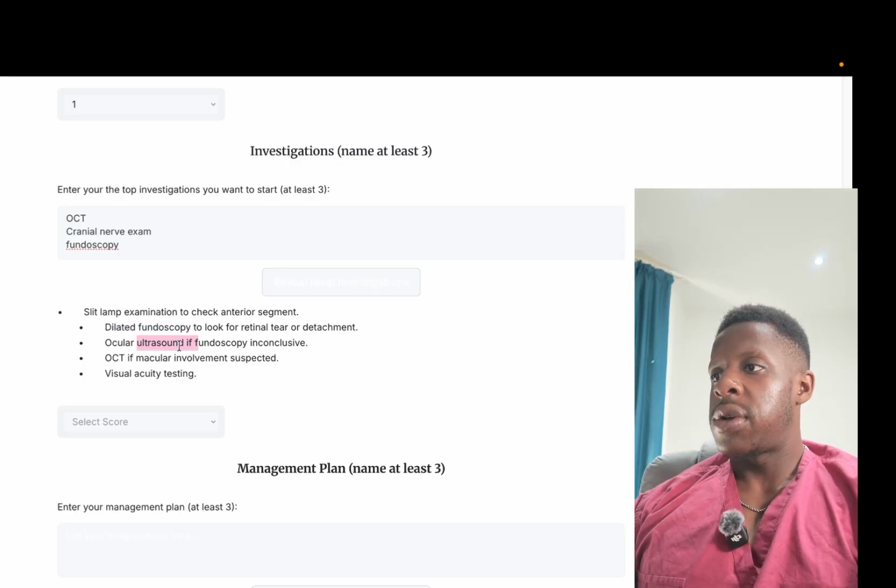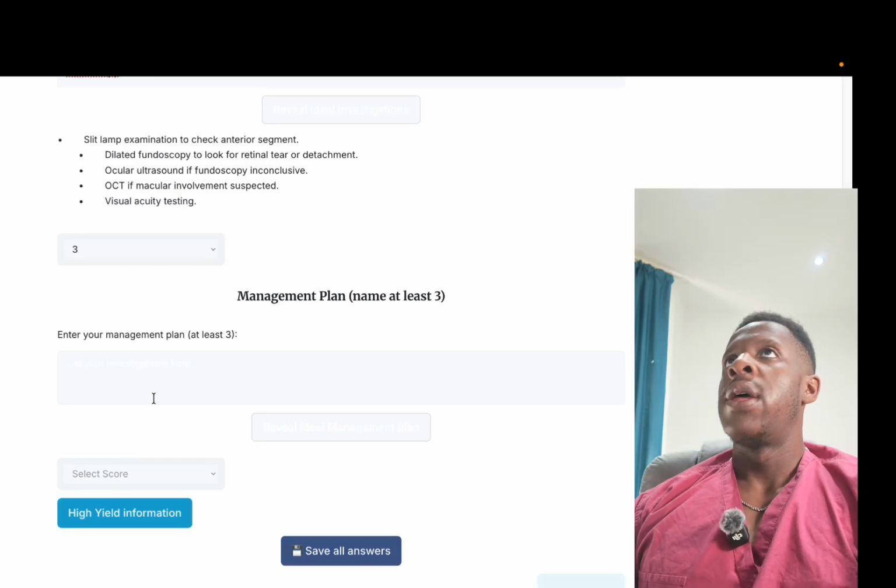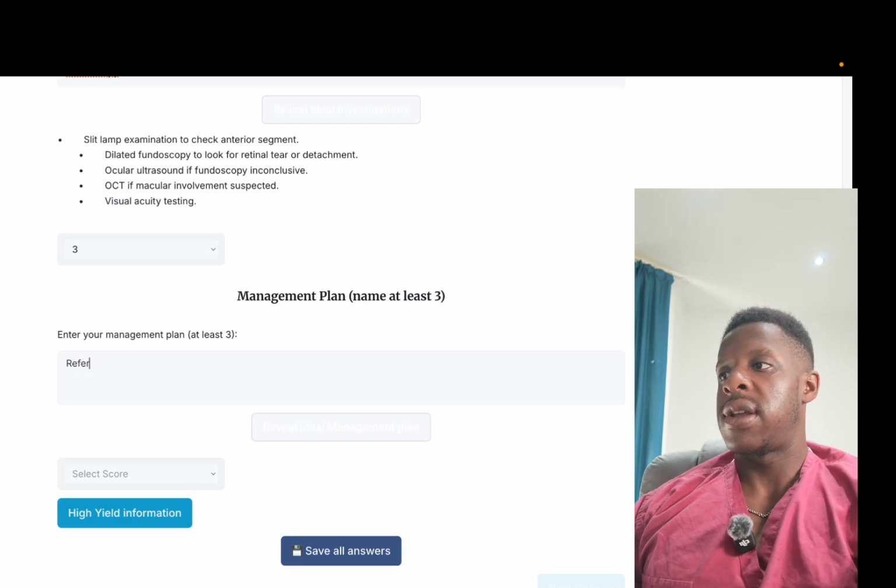Okay, ocular ultrasound, OCT, macular assessment, visual acuity testing, which would come under the cranial nerve exam. Ocular ultrasound if fundoscopy is inconclusive. Ocular ultrasound, I'm saying 3, because I think I did quite good there. For retinal detachment, I think immediately I would refer to my senior, especially if you're an F1 seeing this patient, if you're working in ophthalmology or A&E.